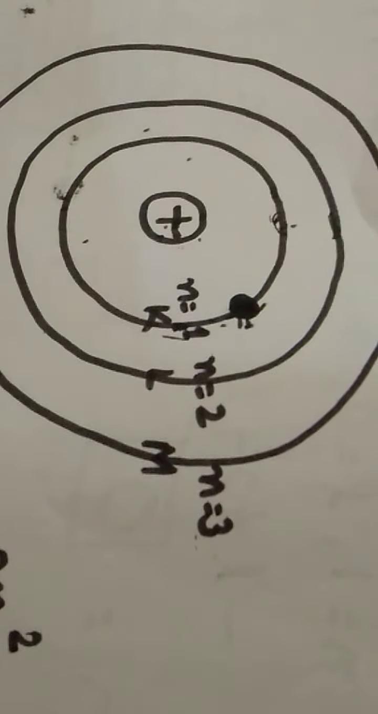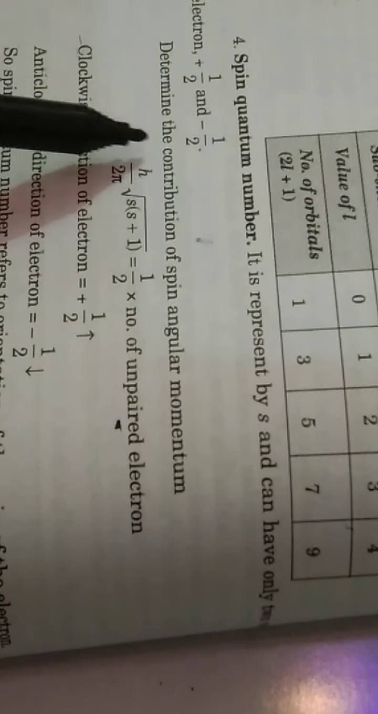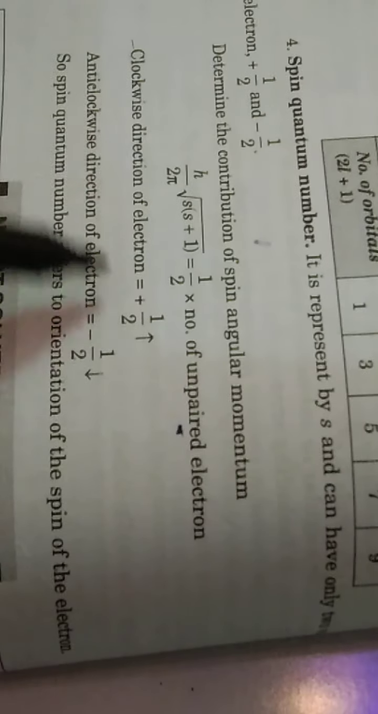That is, whether the electron is revolving in clockwise direction or anti-clockwise direction. So we have a plus half value and a minus half value for that. For clockwise it is plus half value of spin quantum number, and for anti-clockwise it is minus half value. Okay children, clockwise direction of electron is plus half, represented by an arrow pointing upwards, and anti-clockwise direction is minus half, represented by an arrow pointing downward. So this is all about the 4 types of quantum numbers.